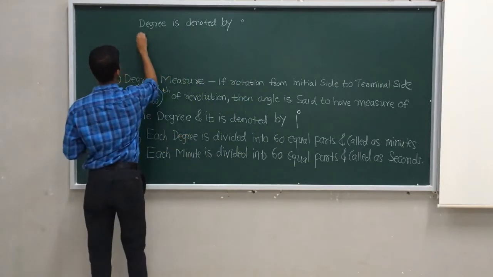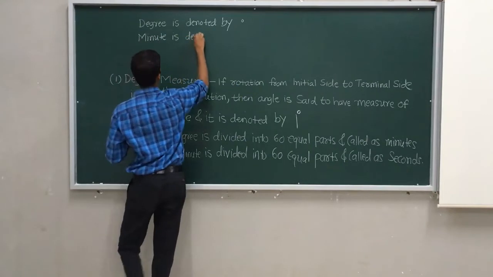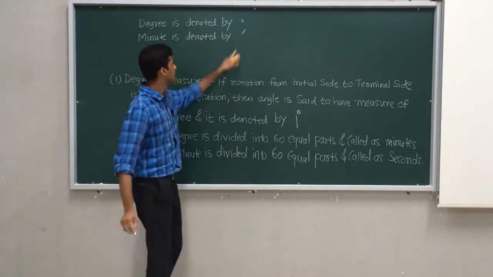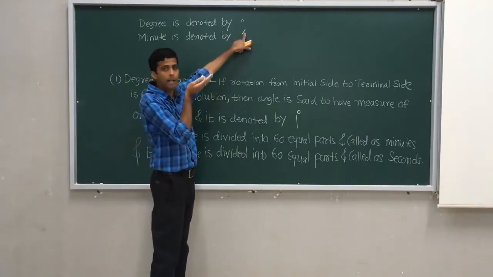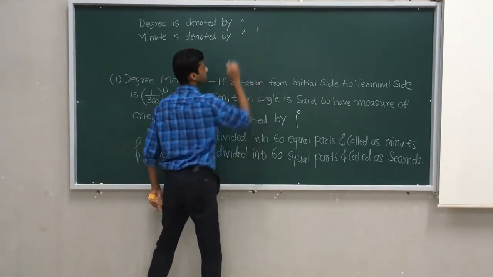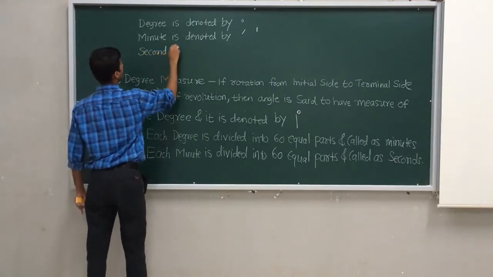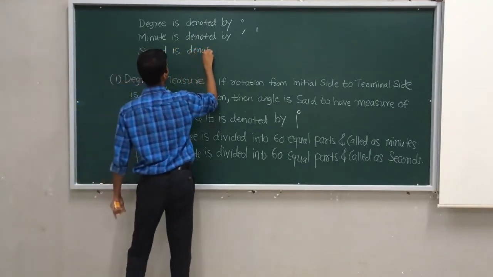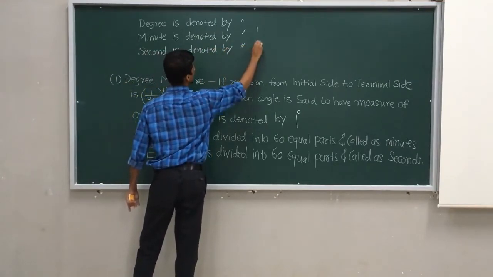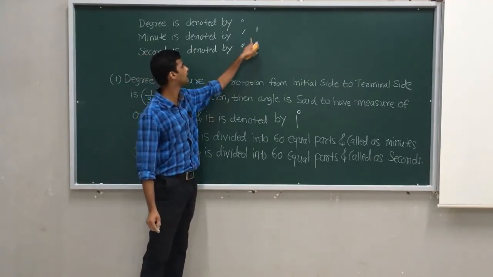Okay? Minute is denoted by this notation, a slant bar. Some textbooks write it like this also. Second is denoted by this, in some textbooks a double bar. You may draw it slanted or straight. Usually they will do this only.